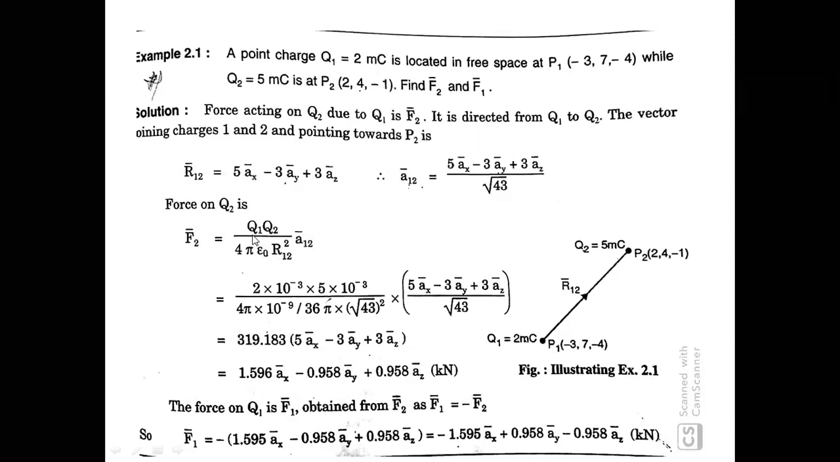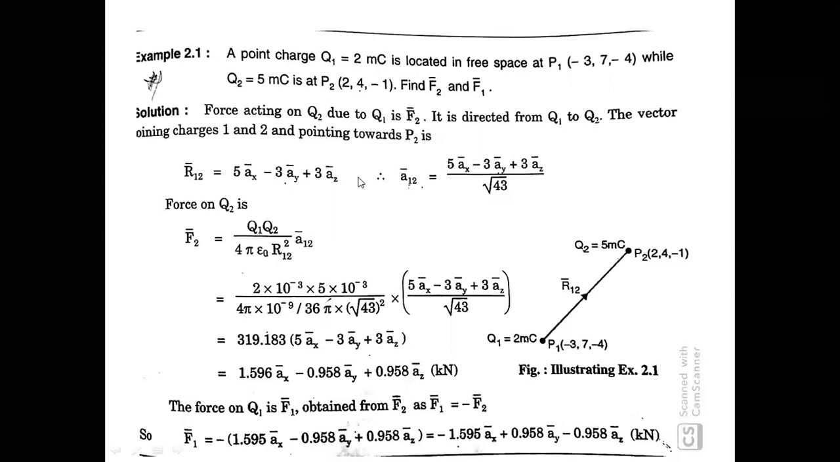Put down the values of Q1 and Q2. Q1 is 2 millicoulomb, so you have to give it as 10 raised to minus 3. Q2 is 5 millicoulomb, so it is also 10 raised to minus 3. 4 pi epsilon 0 is given as it is. In some cases the value is given as 1 upon 36 pi, which is the same value, so you can use any kind of value over here.